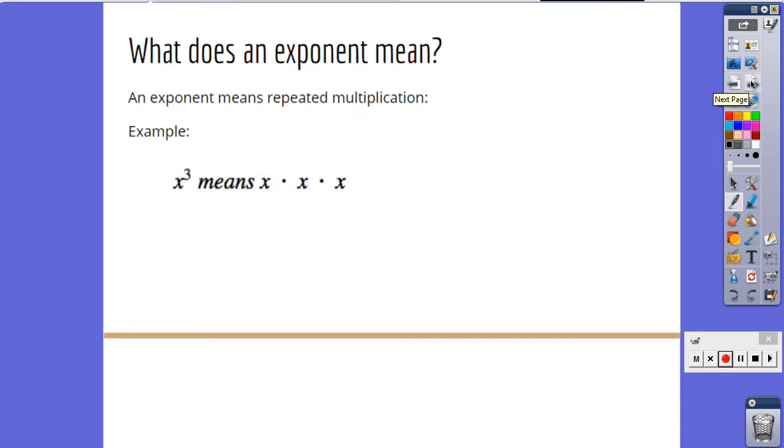So what does an exponent mean? An exponent means repeated multiplication. As an example, x to the 3rd is going to mean x times x times x. Again, that's the base times itself 3 times in this case.